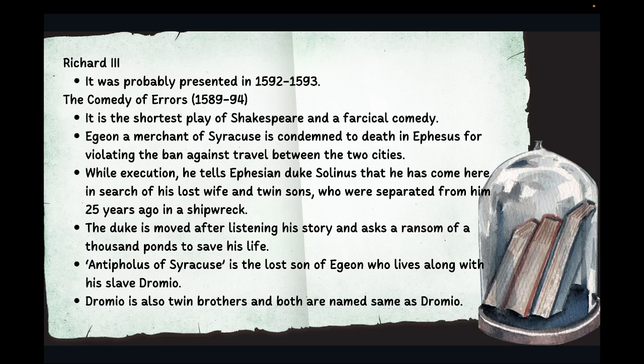The Duke is moved after listening to the story and he asks a ransom of £1,000 instead of executing him. So, to save his life, he is asked to give £1,000 as ransom. Antipholus of Syracuse is the lost son of Aegeon who lives along with his slave Dromio. Dromio is also a twin, and both brothers are named Dromio.